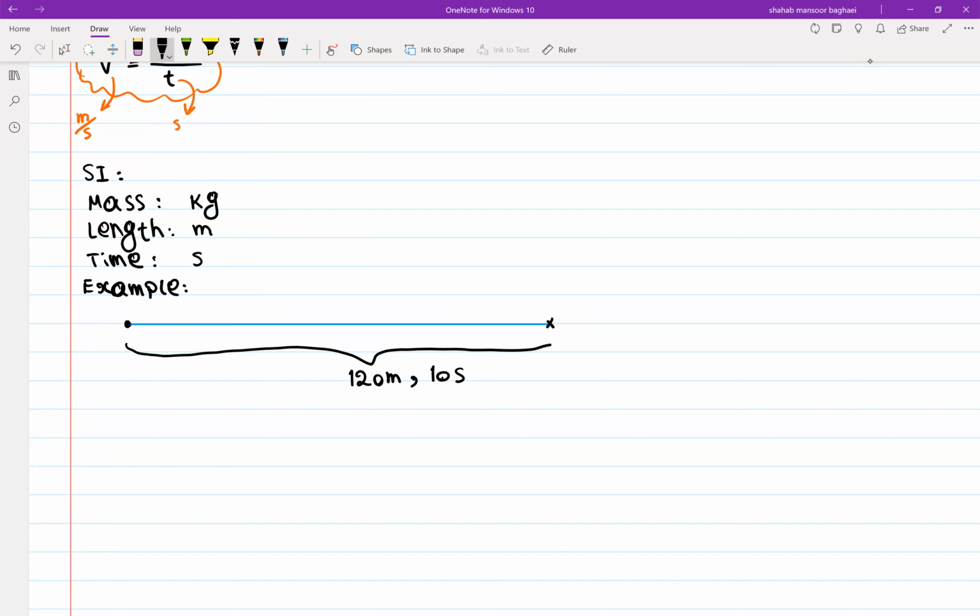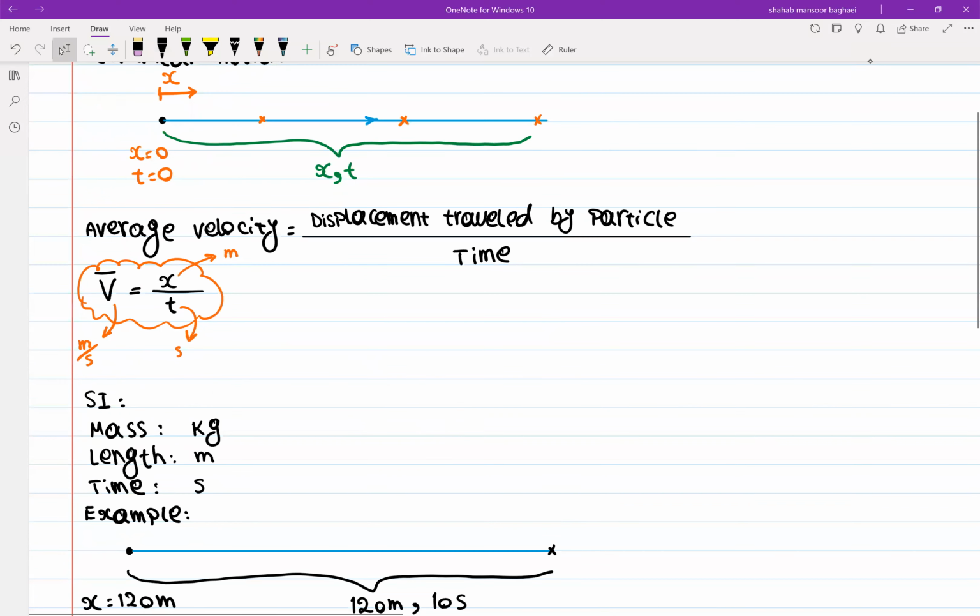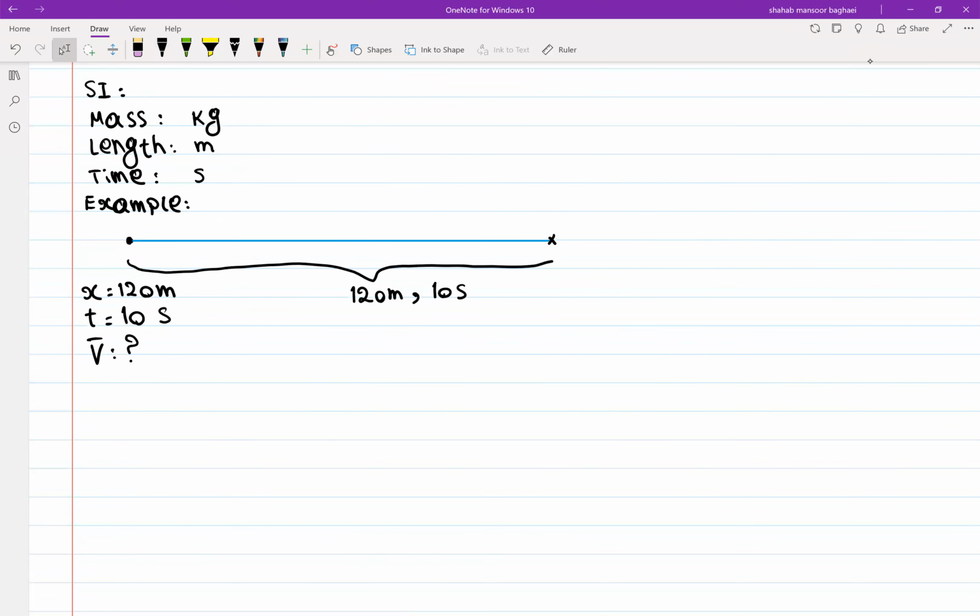What is the average velocity for this whole motion, or what is V bar? In other words, x is 120 meters. This is the total displacement of your particle. And the total time of traveling is 10 seconds. Find V bar, or average velocity. Okay, we have a formula. V bar is x over t. V bar equals x divided by t. Total displacement is 120, total time is 10. Therefore, V bar is 12 meters per second. Answer of this problem.